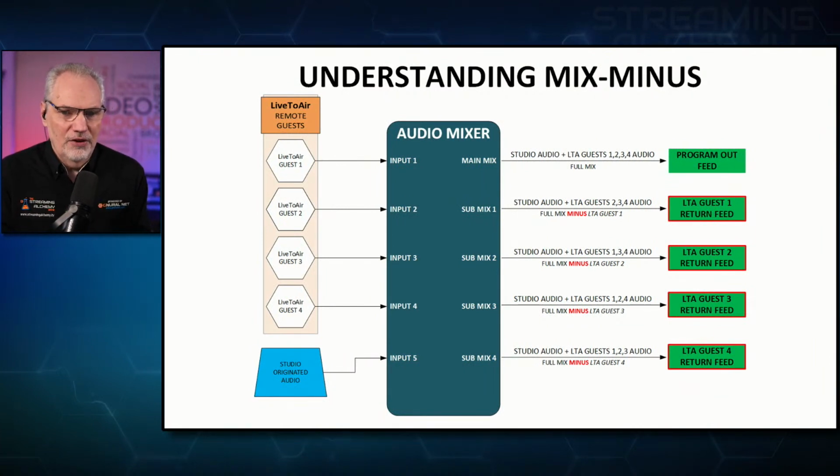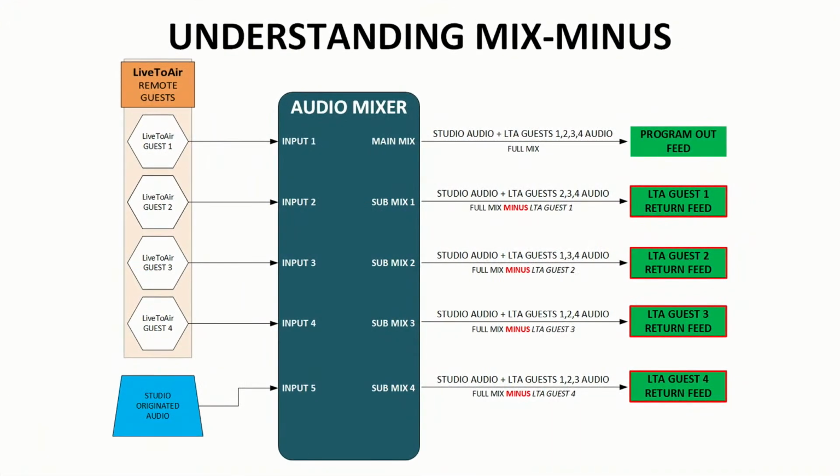And so if you look on the left-hand side of this diagram, you have our 4 guests that are coming in. And for argument's sake, we're sending them into inputs 1 to 4 of our studio mixer. Then on input 5, we're having the studio originated audio. So this would be something like your microphone, the microphone of the host. And this could be sort of a very simple case.